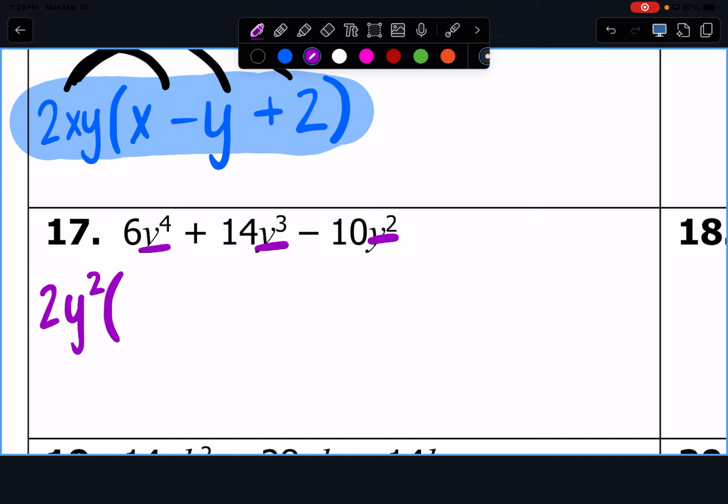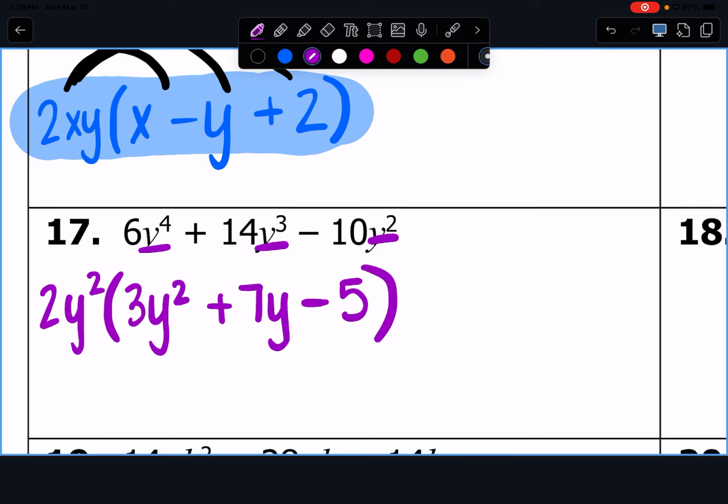And then 6y to the 4th divided by 2y squared would give us 3y squared. 14y to the 3rd divided by 2y squared gives 7y. Minus 5. That's our answer.